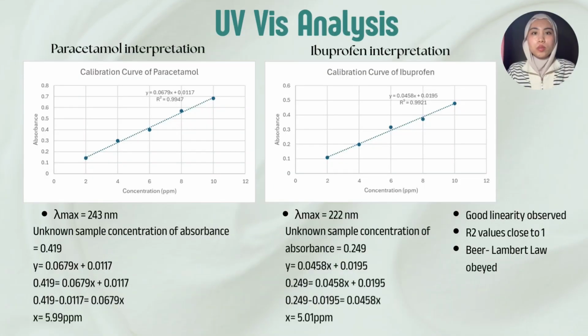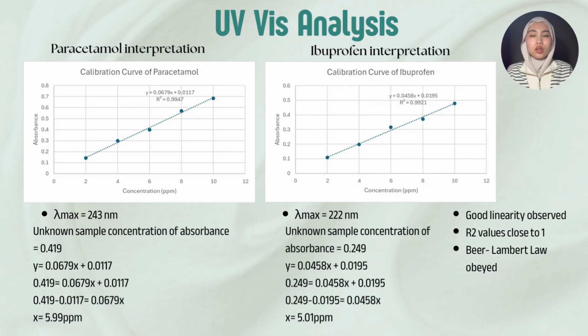Next, I will present the UV-Vis spectroscopy analysis conducted for paracetamol and ibuprofen samples. UV-Vis spectroscopy was used to identify the characteristic absorption peaks for both drugs and to determine the concentration of unknown samples quantitatively. The analysis was performed within the wavelength range of 200 to 400 nanometers. After scanning the sample, the characteristic absorption spectra were obtained for both drugs. For paracetamol, the maximum absorbance wavelength was observed at approximately 243 nanometers, meanwhile for ibuprofen at approximately 222 nanometers.